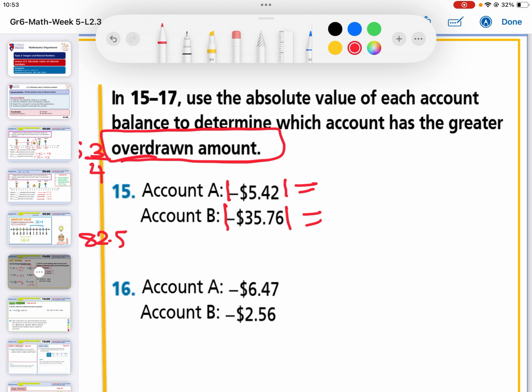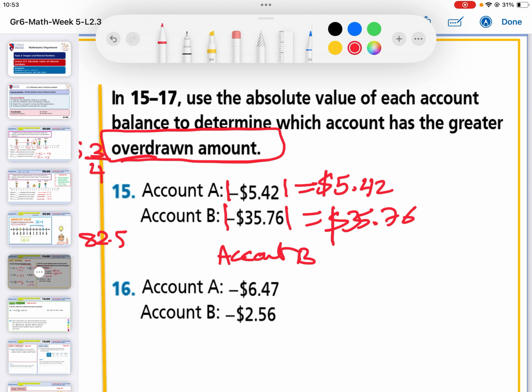Directly, actually, without taking the absolute value, you can decide which one is in real debt. So the absolute value of negative 5.42 will be $5.42. The absolute value of negative 35.76 will be $35.76. So which account has the greatest overdrawn amount? That will be account B. When you compare them, this one is greater than account A, so account B has the greatest overdrawn amount.